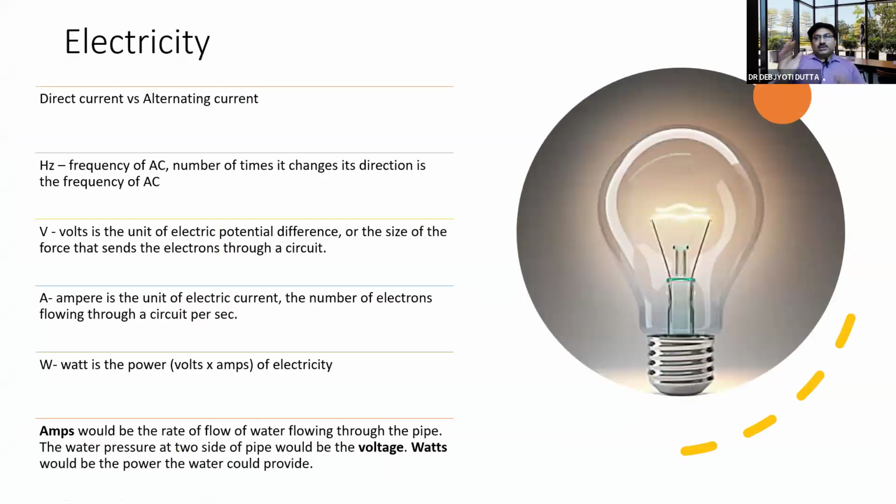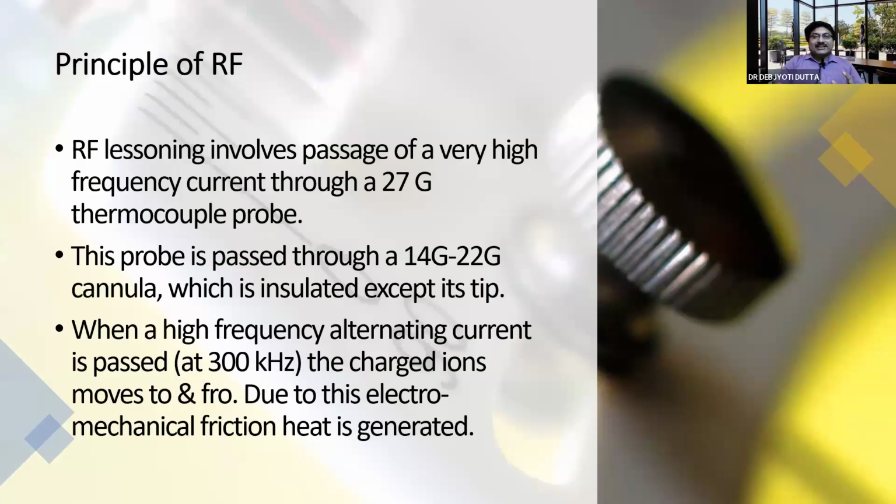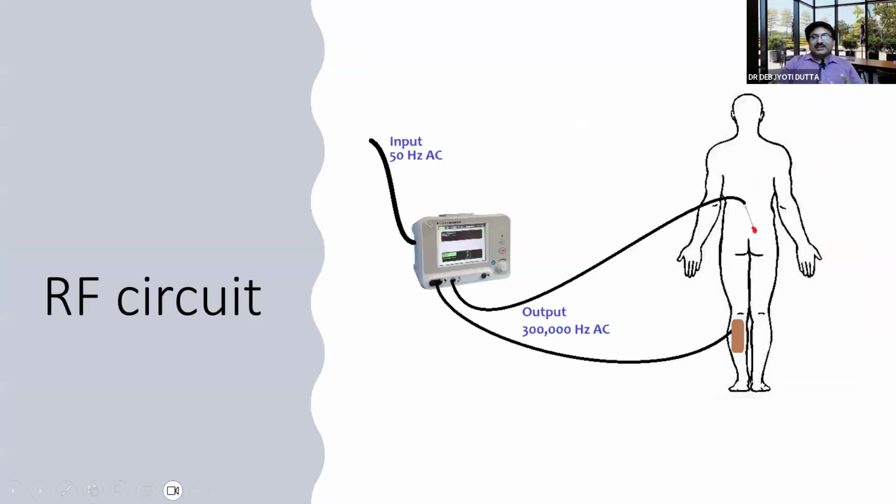Okay, let's move to radio frequency. It is very important. So, what is radio frequency? Radio frequency is basically where we are making an electric circuit. Okay, like this. This is the radio frequency generator, where the normal domestic current, which has 50 hertz alternating frequency, comes to this machine.